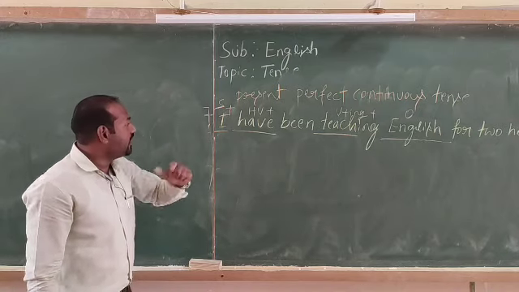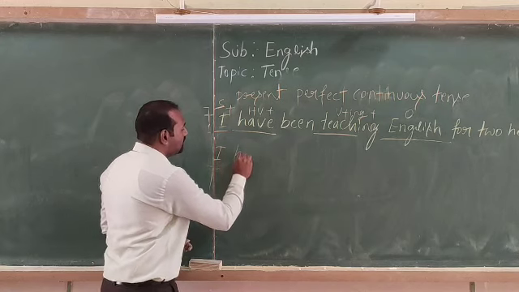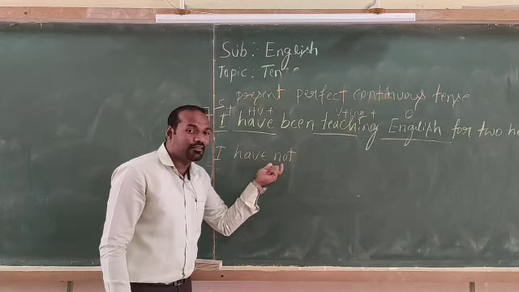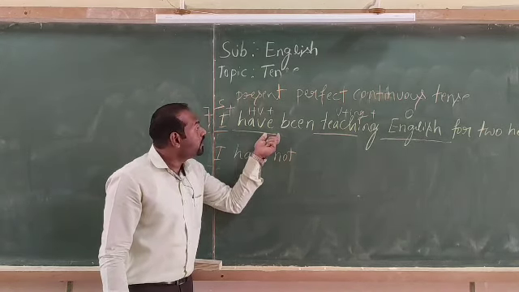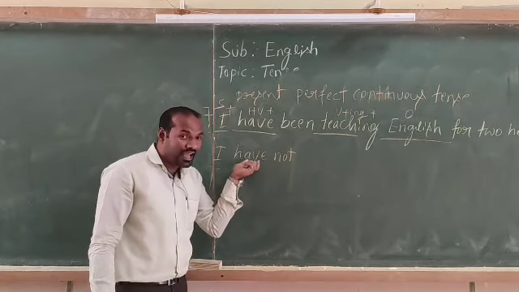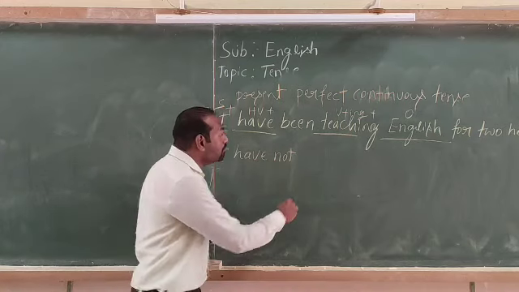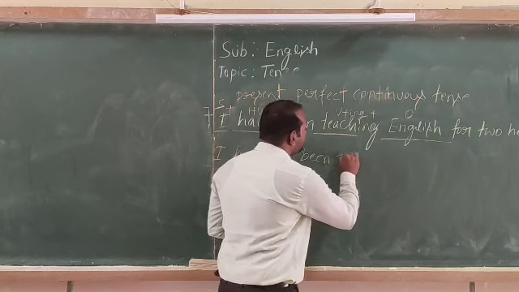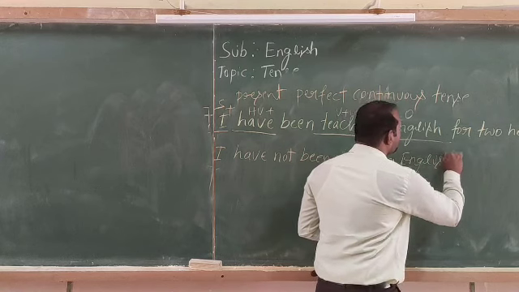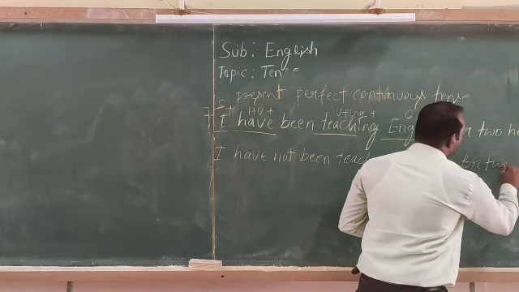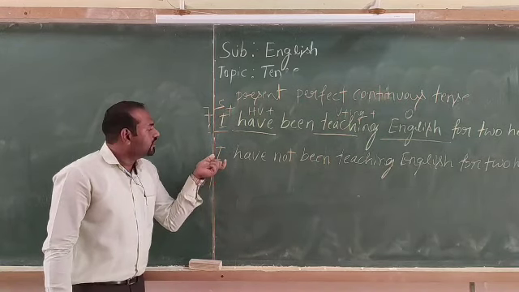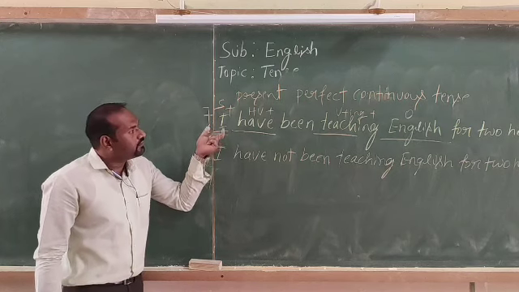Look into the structure of the negative sentence. I have not. Look, most of the students make a mistake here. They write I have been not. That is wrong, my dear students. You have to add the not after the helping verb have itself. Look, I have not been teaching English for 2 hours. Look, this is the perfect negative sentence in the present perfect continuous tense.